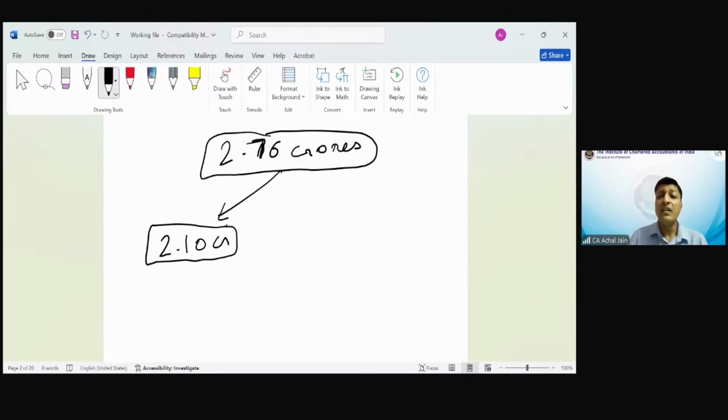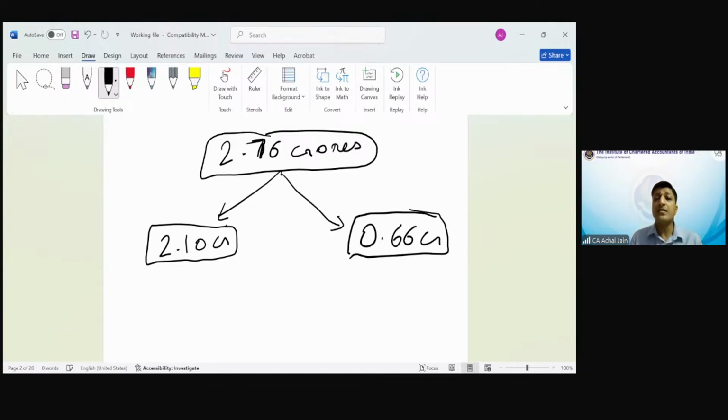So what does it mean? For the remaining amount, the company has not filed any appeal. So it means the company has accepted that liability. Yes or no? So for the amount for which there is no litigation at all, what would it mean? That's accepted on the part of the company. Yes or no? Tell me quickly. So 0.66, which the company has accepted.